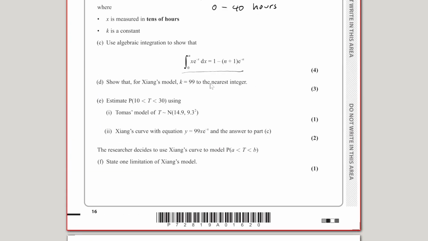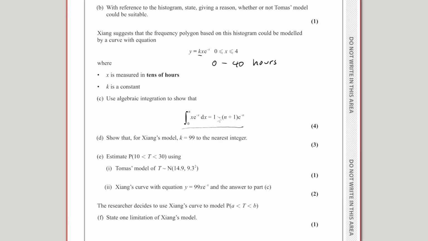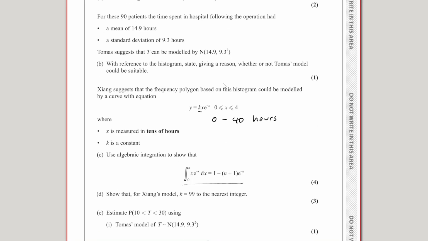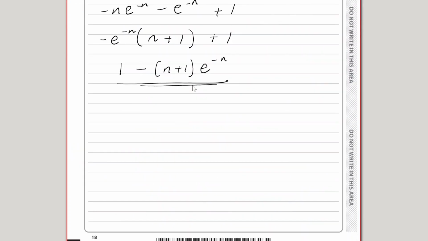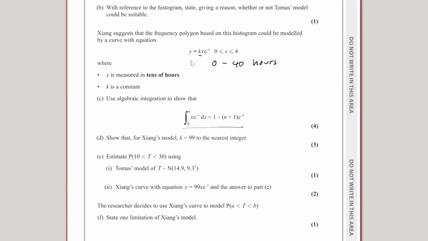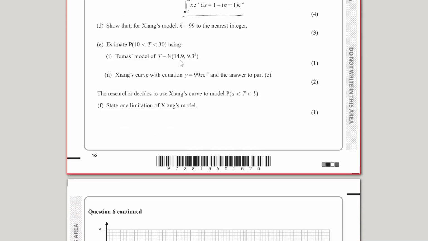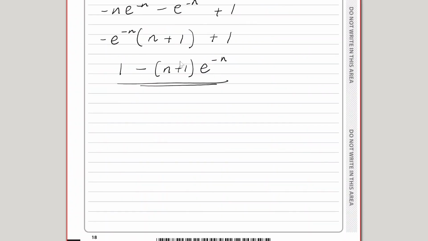Show that for Zhang's model, k is 99 to the nearest integer. So n is 4. When n is 4, that should be all of the people, and it's 90. So the area underneath is 90 when n is 4. And wait a minute, it's k times it, isn't it? So it's k times our answer. So when n is 4, k times our answer is 90.